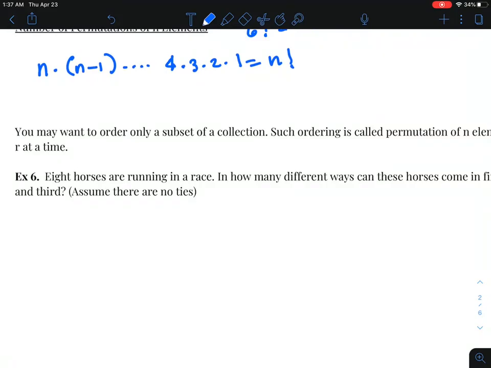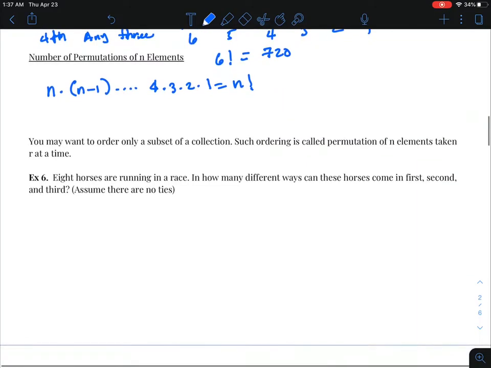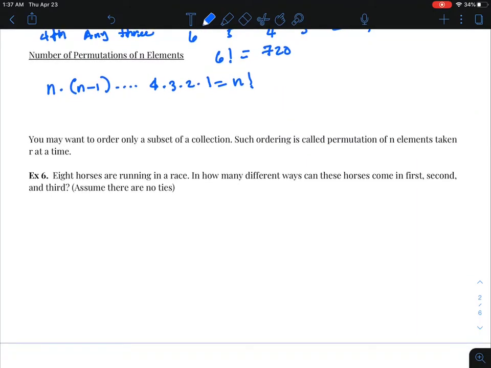You may want to order only a subset of a collection. Such an ordering is called a permutation of n elements taken r at a time. When we're talking about subsets, it doesn't mean that all of them are going to be in there.